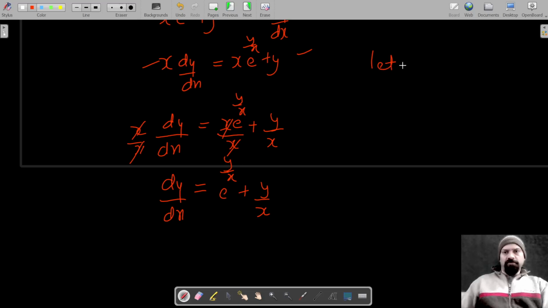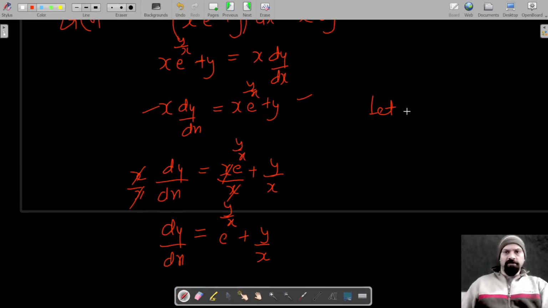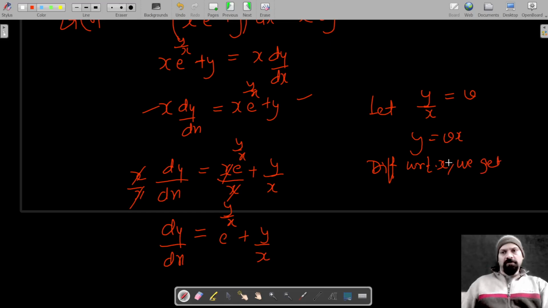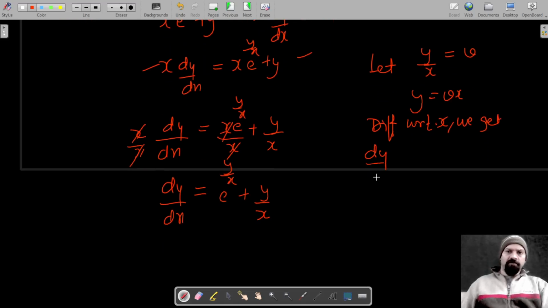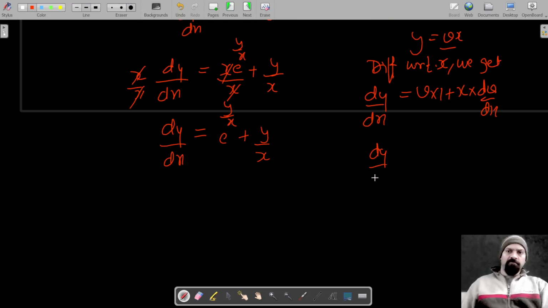Now let's make the substitution here. This is a homogeneous differential equation. So let's make the substitution: y by x is equal to v, which gives y is equal to v into x. And if we differentiate this with respect to x, using the product rule, we get dy by dx is equal to v into 1 plus x into dv by dx. So dy by dx is now equal to v plus x into dv by dx.